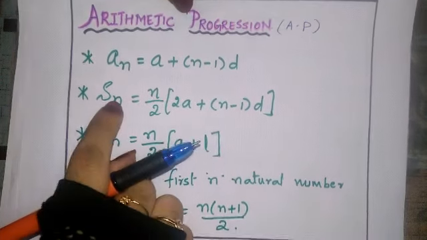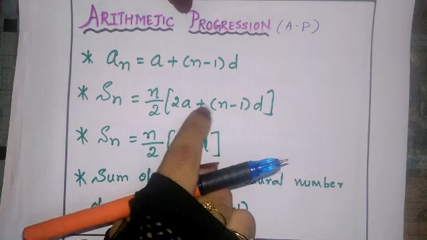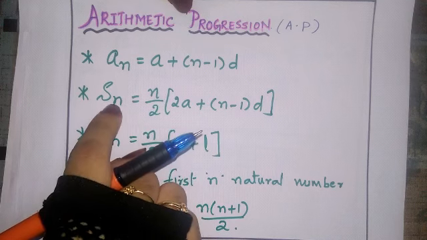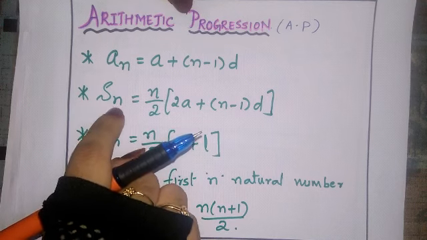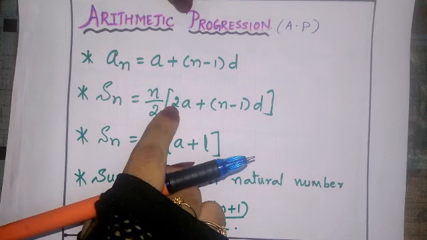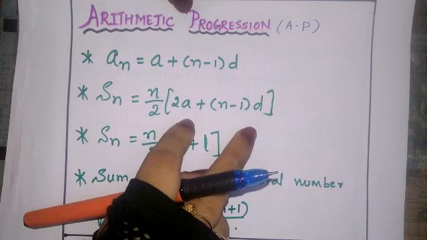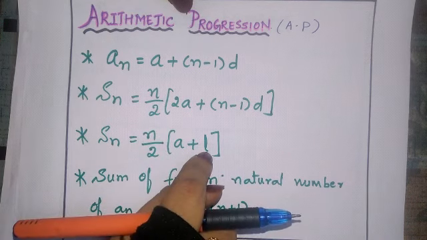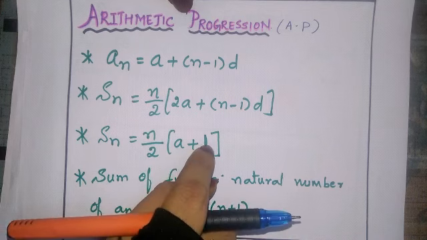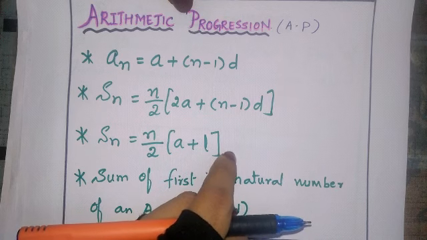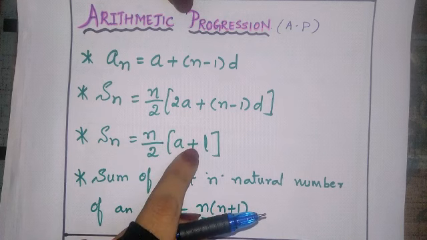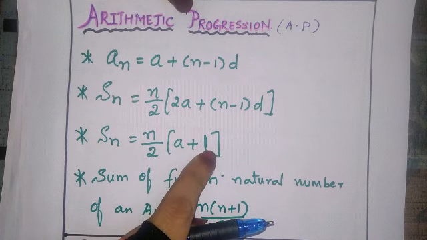Similarly next, Sn = n/2 [2a + (n - 1)d]. Sn is nothing but the sum of n terms of AP. So this is the formula for the sum of n terms of AP. There are two formulas; when the last term is given, in the question they mention, write the sum of n terms of AP when the last term is given. So Sn = n/2 (a + l). This is the formula when the last term l is given.